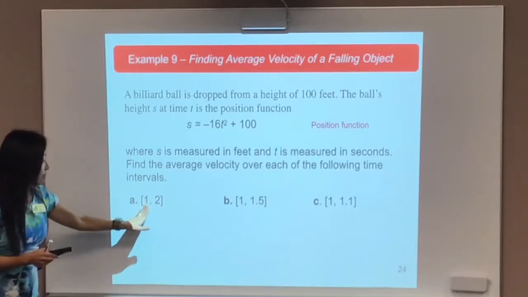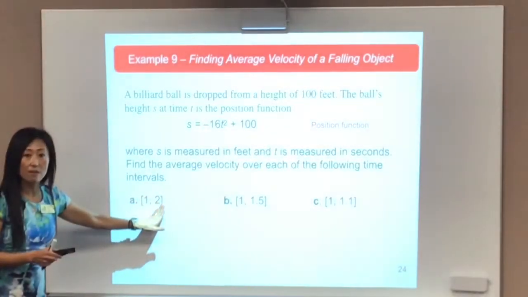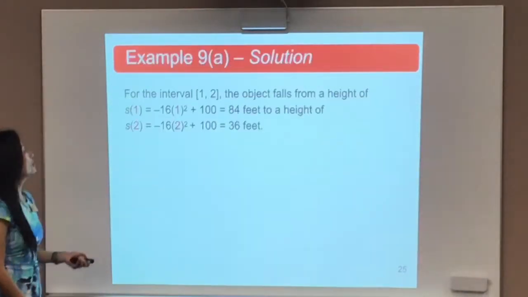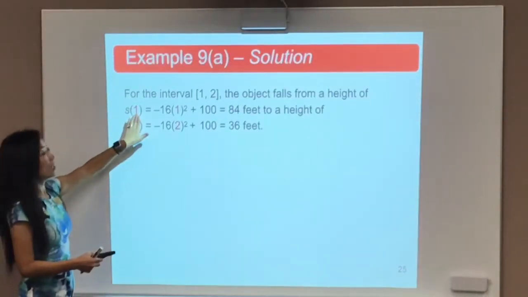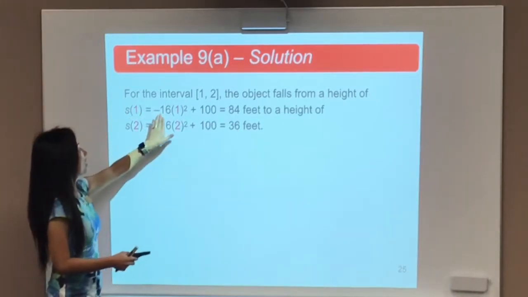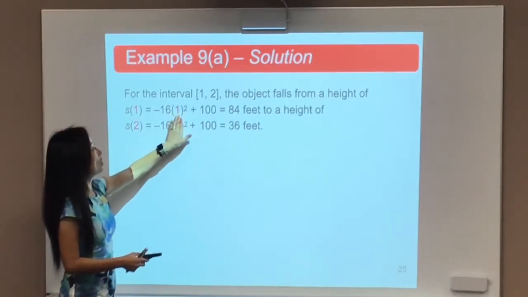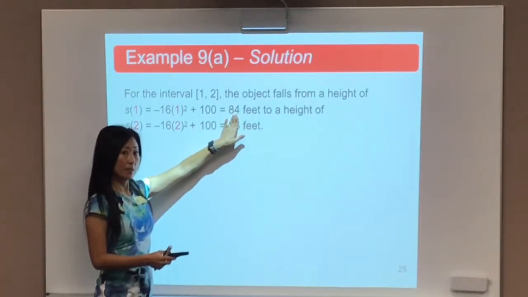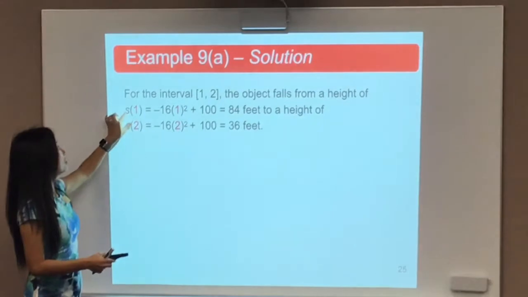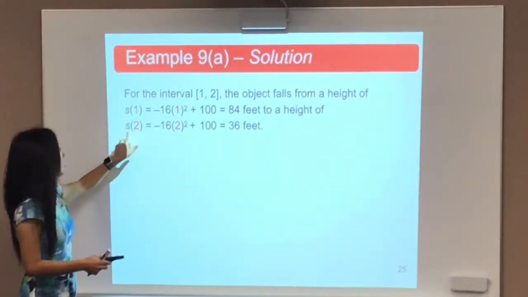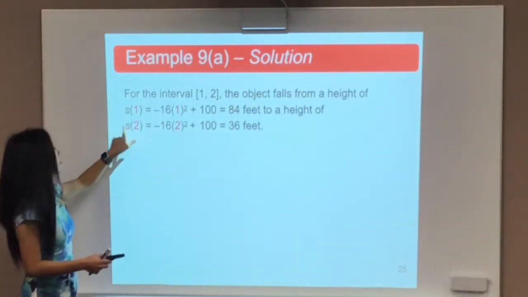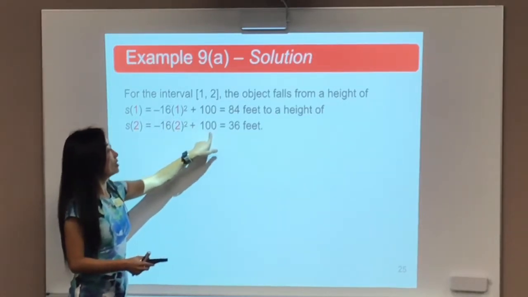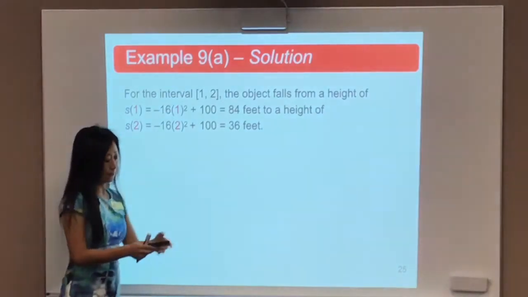They gave you two intervals. This is the starting time, this is the end time. They're giving you different examples. Let's do it. So first I'm plugging in t equal to 1. Negative 16 times 1 squared plus 100 gives you 84 feet. Okay, second one. This is your starting time, so now my ending time, time equal to 2. So s of 2 equals negative 16 times 2 squared plus 100.